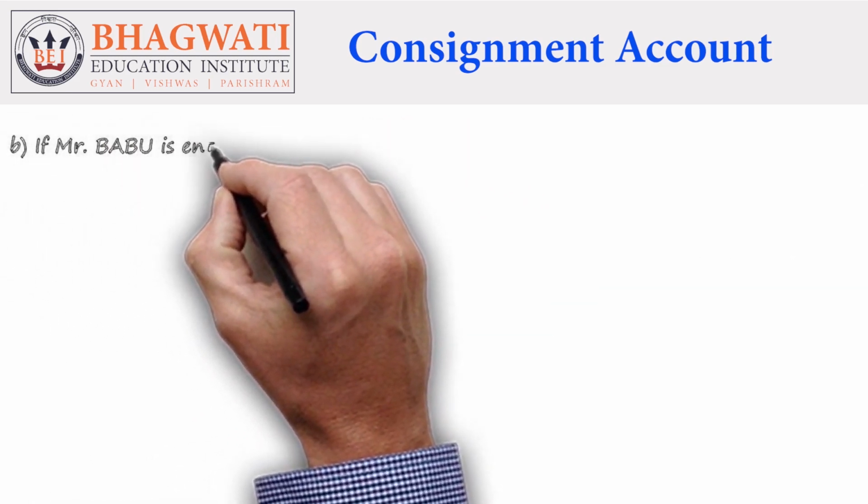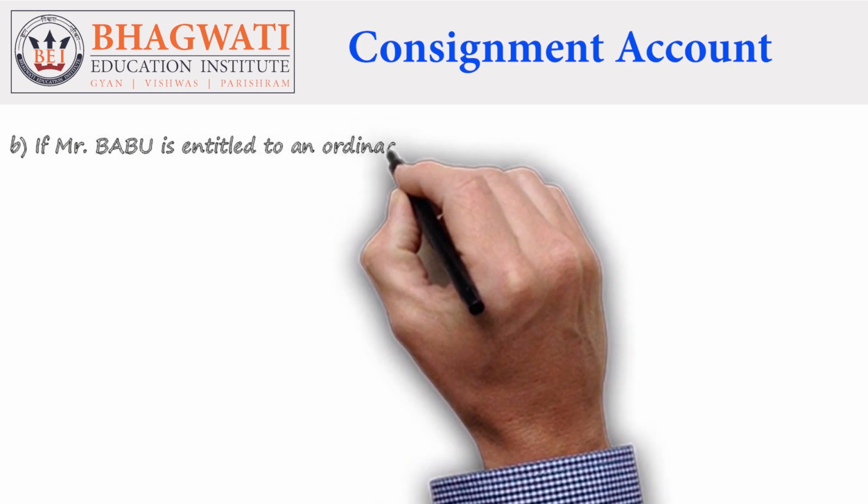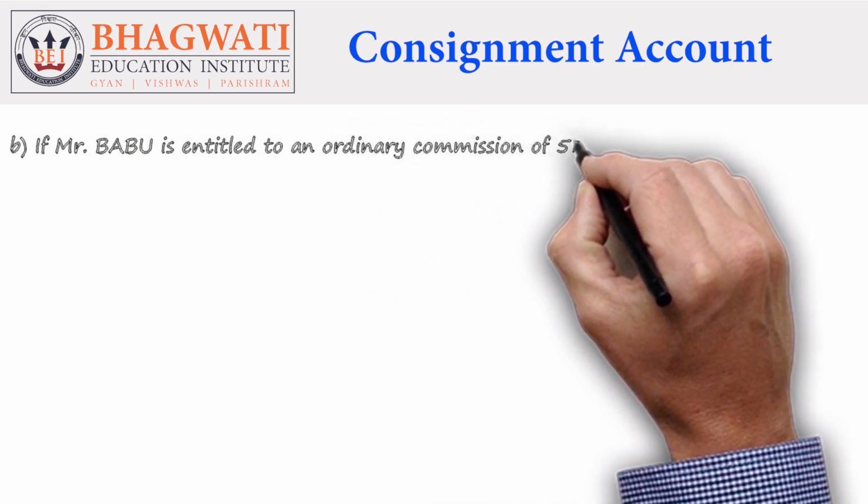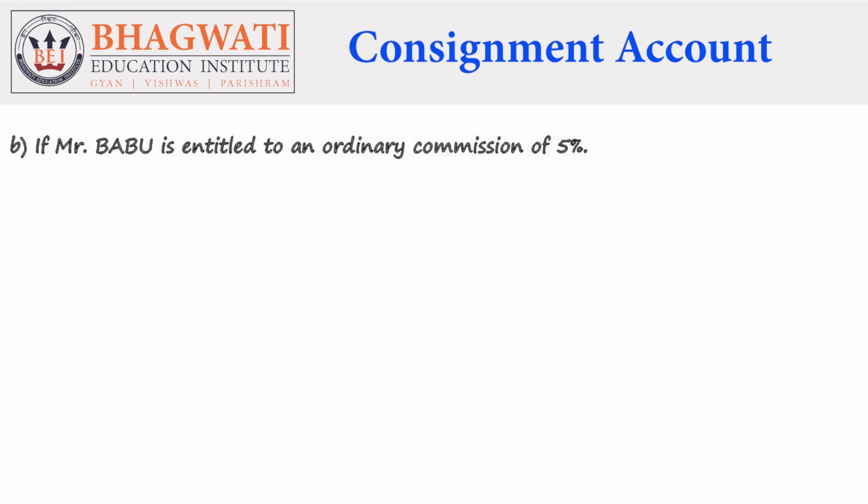If Mr. Babu is entitled to an ordinary commission of 5%. Good. Now here, in this particular case, they have clearly given ordinary commission. So there is no confusion about it. But again, they have given here 5%. Now 5% I should apply it on what? I should apply it on total sales.